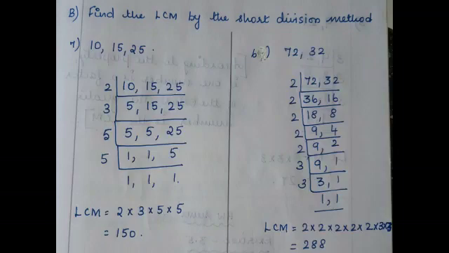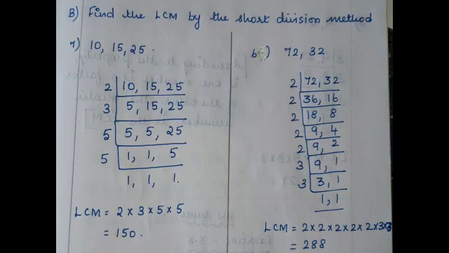Let us see the next sum. Find the LCM by the short division method. You will find the LCM by another method. It is short division, or you can also call it L division. You will divide 10, 15 and 25 by the short division method. The first step is to divide the numbers by their smallest common prime factor and write the quotient below them. If a number cannot be divided exactly, you write the number as it is.